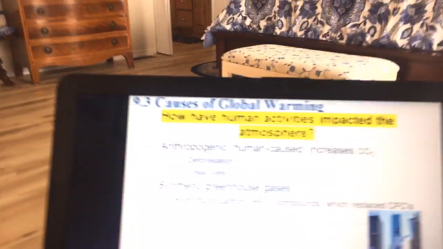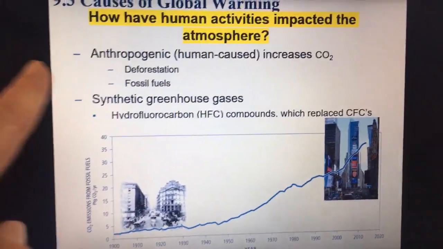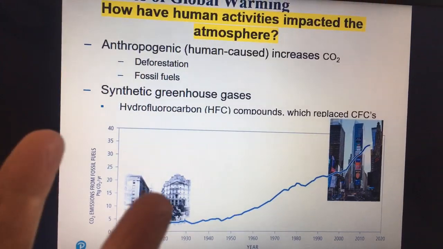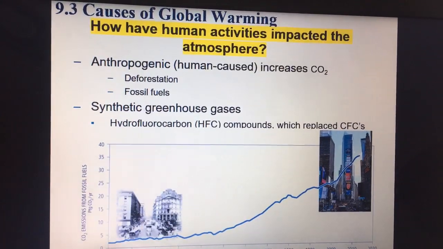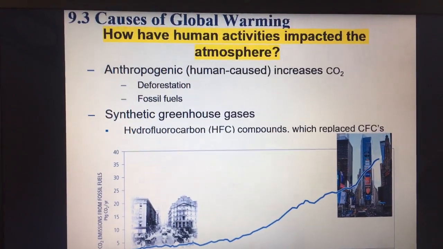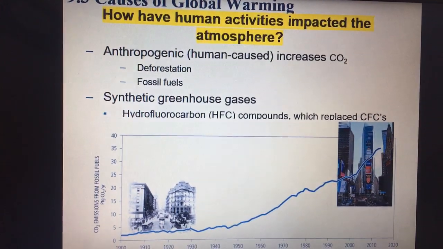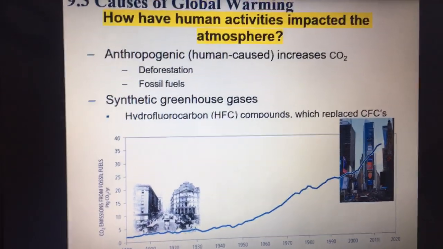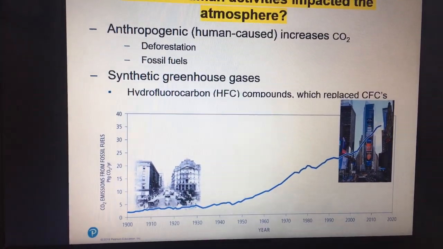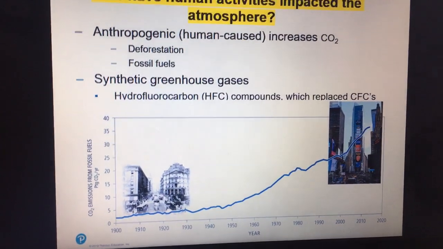So we can see that humans have impacted the atmosphere through deforestation, which is cutting down trees, right, and removing the ability of trees to absorb CO2 and put oxygen into the atmosphere. And we are doing it through fossil fuels. Fossil fuels are long-term carbon storage. It takes millions of years to produce gasoline, petroleum, natural gas, and coal. Those are fossil fuels. And when we take those out of the ground and burn them, we are taking long-term carbon storage that's been sequestered for millions of years, and we're putting it into the atmosphere in a really short period of time. Much faster than it can be replaced.